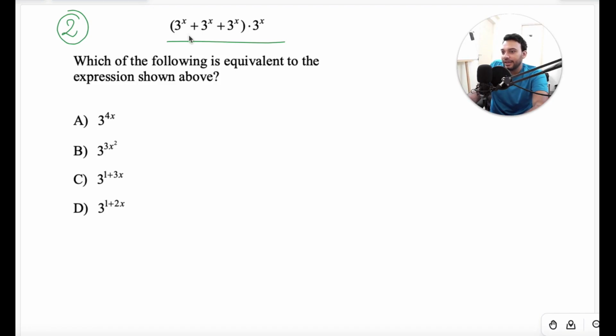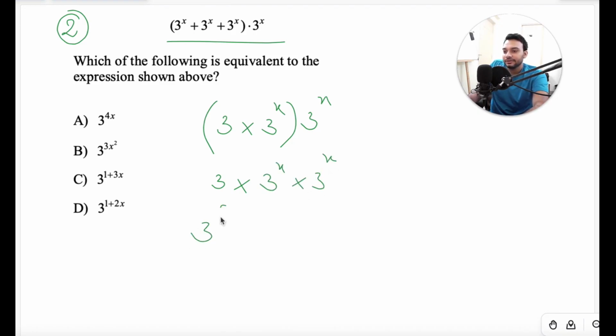3 raised to the power of x is added thrice. That means 3 times 3 raised to the power of x. This whole thing multiplied by 3 raised to the power of x. So this is basically 3 times 3 raised to the power of x times 3 raised to the power of x, which is 3 raised to the power 2x plus 1. All powers added since the base is the same. All three bases are 3. So 3 raised to the power 2x plus 1, or option D.